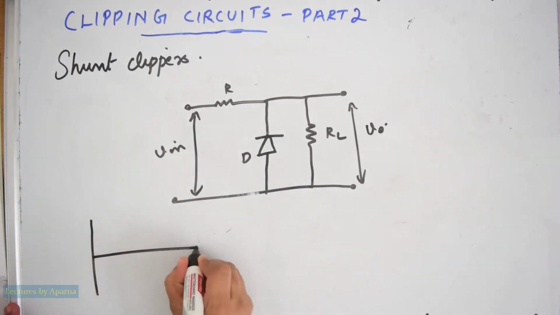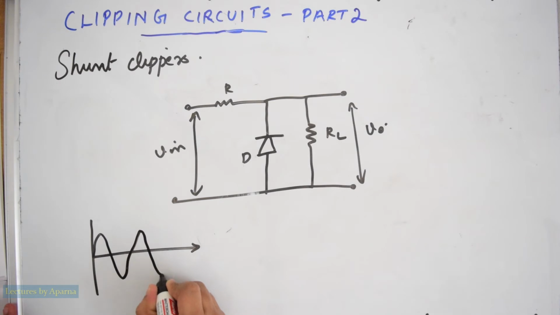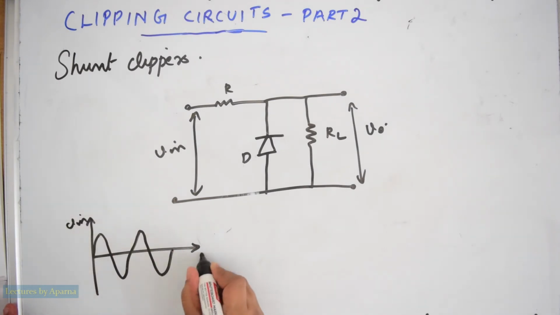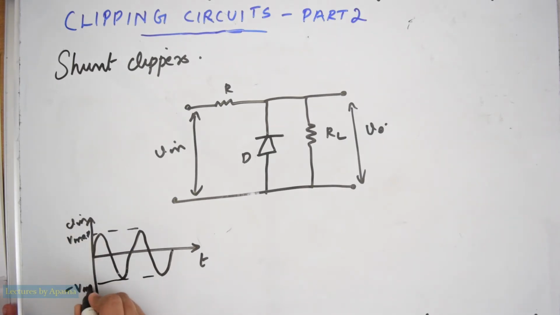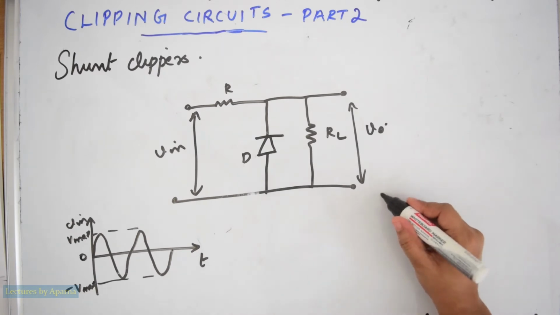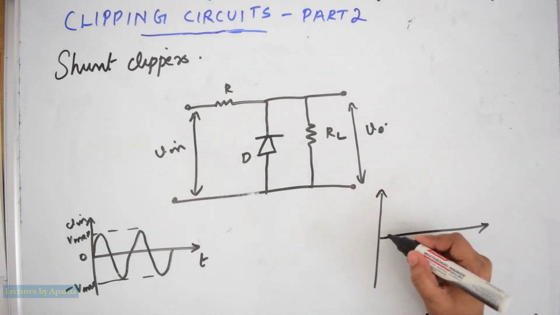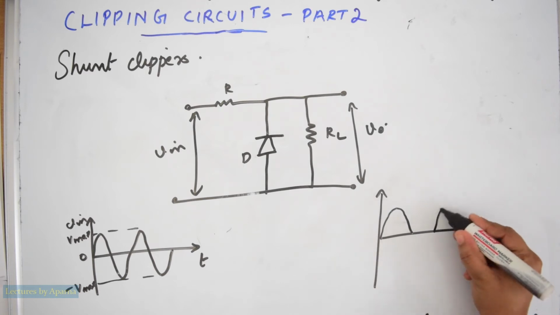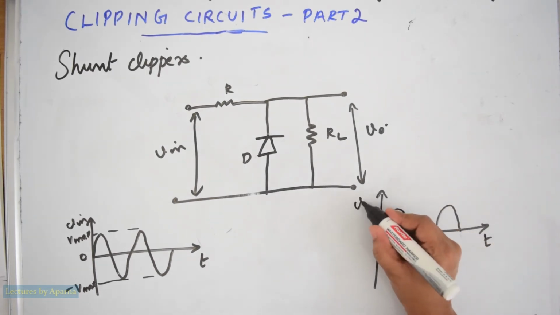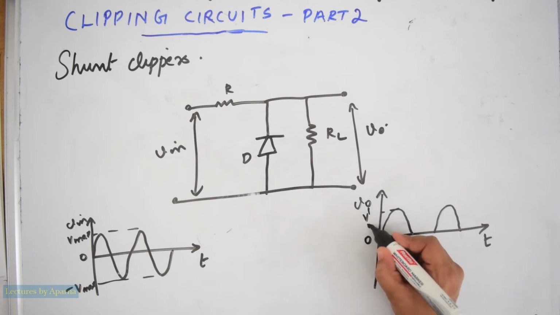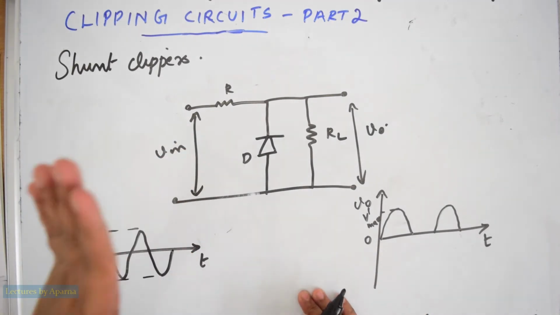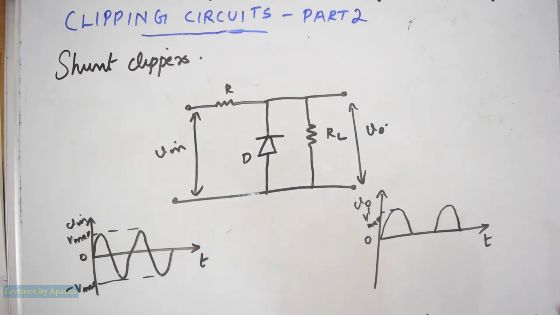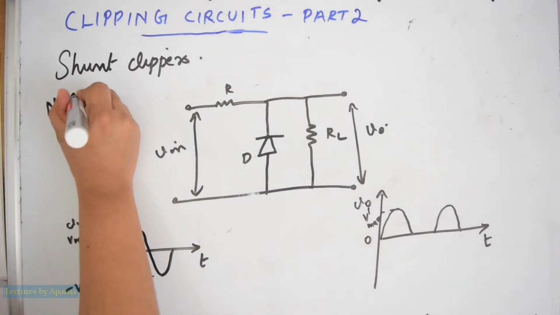Now I'll draw the input wave and the output wave. V in versus T. This is V max, minus V max. This is 0. How will the output look like? V dash max. This is how the output will look like. Now let's see the working of this negative shunt clipper. Since the negative half cycles are clipped here, this is a negative shunt clipper.